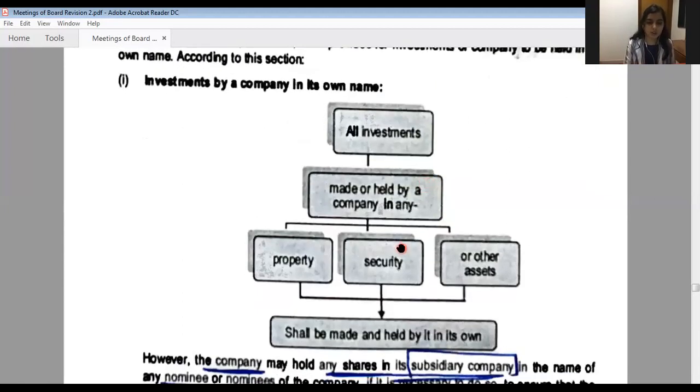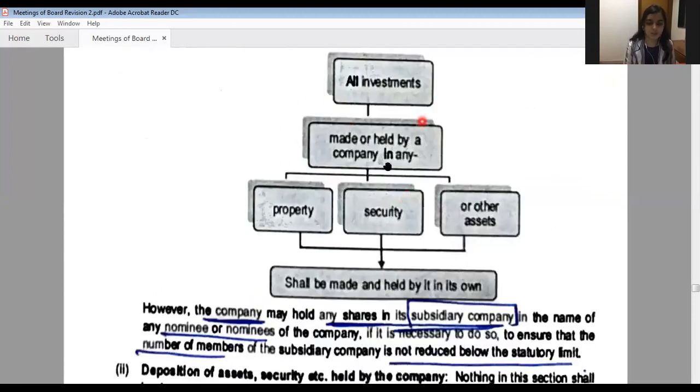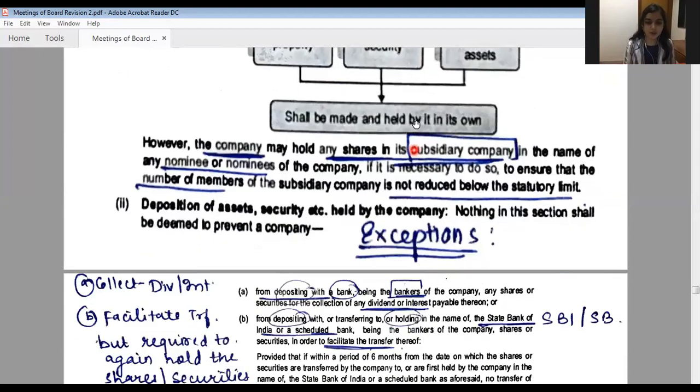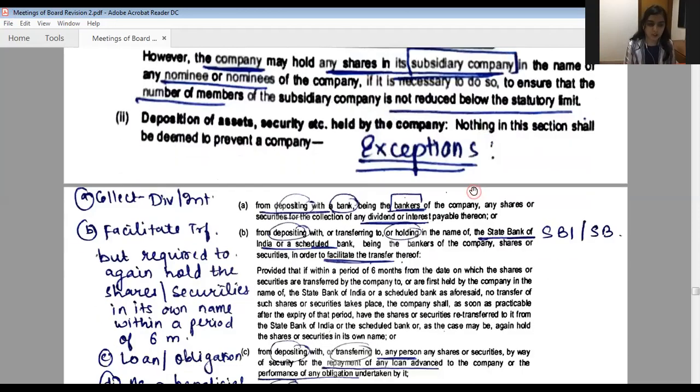The section states that all investment made or held by a company in any property, security, or other assets shall be made and held by it in its own name. But the exception is that a company may hold any share in its subsidiary company in the name of nominee or nominees to ensure that the number of members of the subsidiary company is not reduced below the statutory limit.